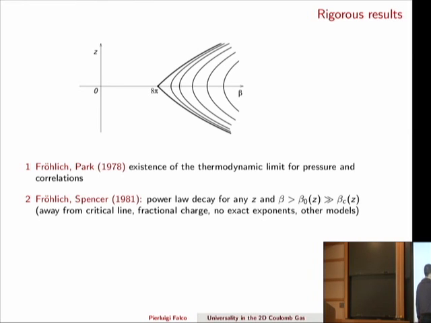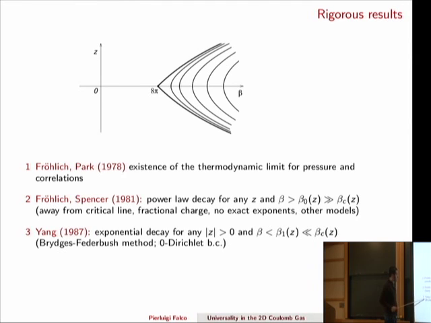This line is quite far from the critical one, this darker one. So it's away from the critical line. It does work for fractional charges, but it doesn't tell you useful information for integer charges. It doesn't tell you the exact exponent. It just tells you that the exponent is between two values. And the result is for other models, but I won't discuss this. I will mention again the open problem in the end. But so let's stay just with the Coulomb gas.